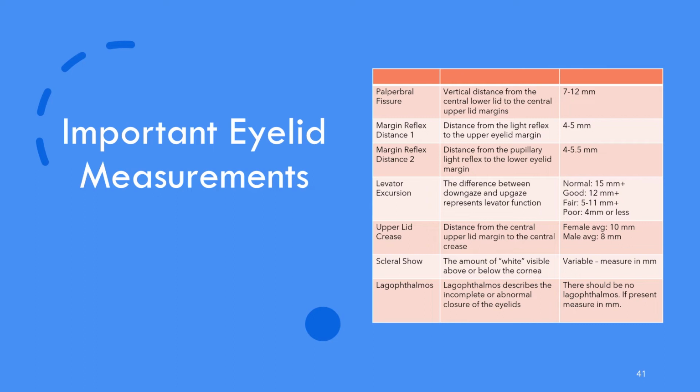The upper lid crease is the distance from the central upper lid margin to the central crease. And in women, it tends to be a little bit longer, 10 millimeters, than in men who average about 8 millimeters. Scleral show is the amount of white that is visible above or below the cornea. And this is variable, but should be measured in millimeters. And then lag ophthalmos describes the incomplete or abnormal closure of the eyelids. And there should be no lag ophthalmos. If it is present, it should be measured in millimeters.